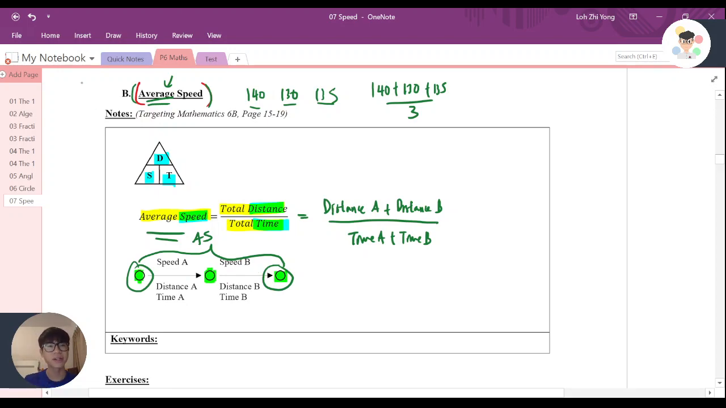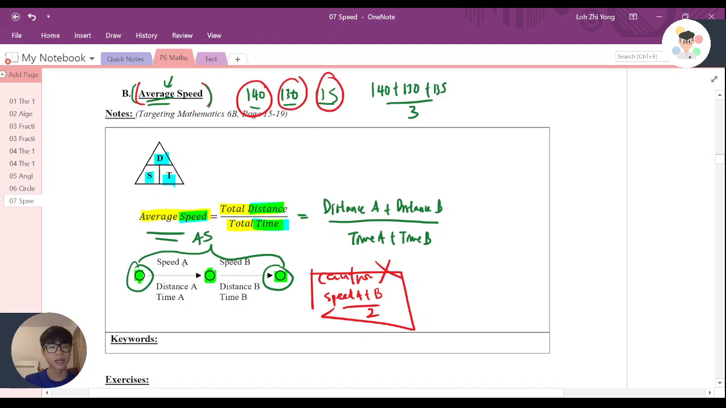However, the very key point, caution, is that you cannot use speed A plus speed B divided by 2. Why? Because in the earlier case I could divide by 3, because there's 1, 2, 3. Here you cannot say that I have 2 speeds then I divide by 2, because the distance and the time are different. It's not because there are 2 speeds that I can divide by 2. The speed depends on distance and time. So please do not do this. You cannot add speed A plus speed B.